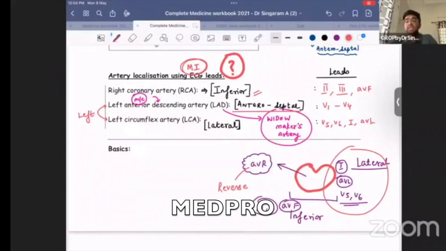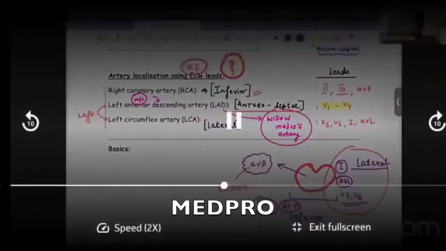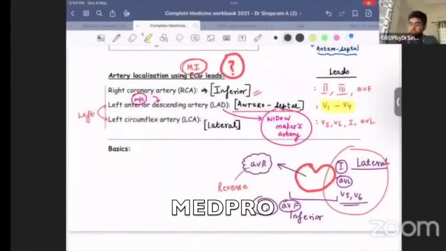What is the commonest artery which is affected? It is the left anterior descending artery. So what are the leads? You are going to commonly see the changes in V1 to V4. So this will be the common area where you will see the changes in the ECG, right? V1 to V4. Are you able to follow this? Is it clear till now? Everybody able to follow what I am trying to tell you?